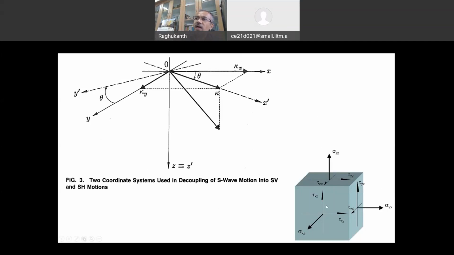Now here, one interesting thing: this is a 3D problem, but you can split this 3D problem into two 2D problems. One problem is, if you see this plane, sigma yy and tau yz, which you take as the PSV problem. And then tau yx is what we call shear horizontal only. So we split the 3D problem into two 2D problems: one is sigma yy, tau yz, the other one is tau yx. The philosophy is like this.